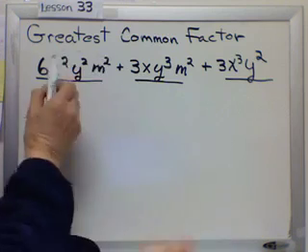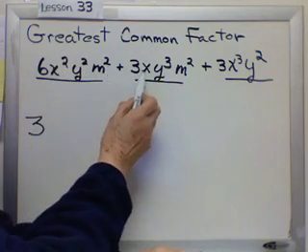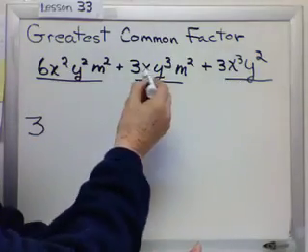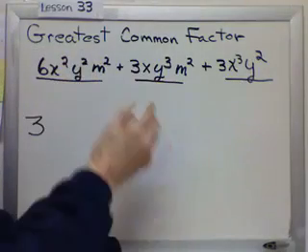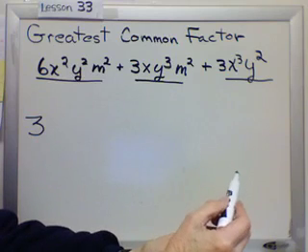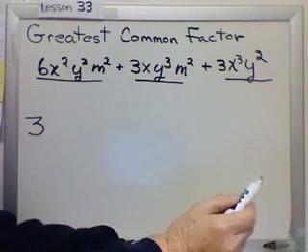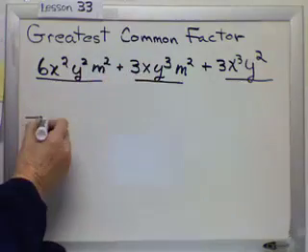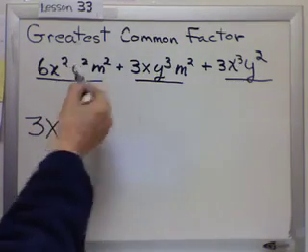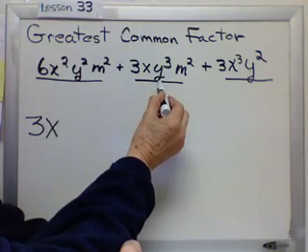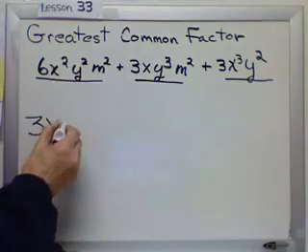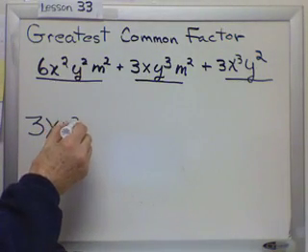Now we have to look at the variables. This has an x squared, this has an x, and this has an x to the third. Can I divide x to the third into all of them? No, because this one doesn't have x to the third. So in terms of x's, what do you think the greatest x is that could divide into all 3 of them? Hopefully, you said x. And what about y? Well, this is a y squared. This is a y to the third, which is y squared times y. And this is a y squared. So y squared becomes a common factor.